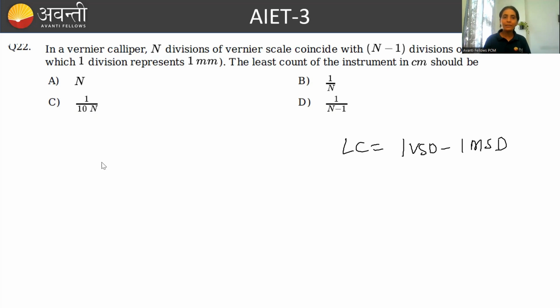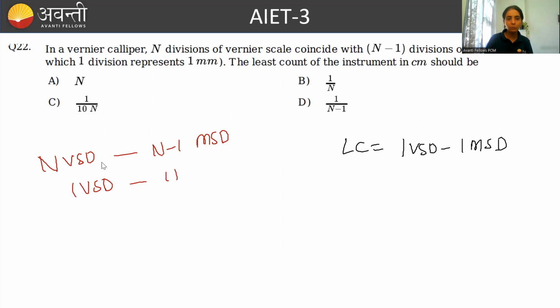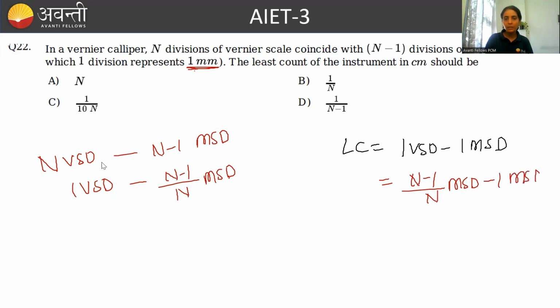Now, n divisions of the vernier scale coincide with n-1 divisions of the main scale. So one vernier scale division will be equal to how much? n-1 by n main scale division, if you calculate it. And one main scale division is equal to how much? 1 millimeter. Okay. So put the value of 1 VSD as n-1 by n MSD minus 1 MSD. So what will be the answer? It will be n-1 minus n.